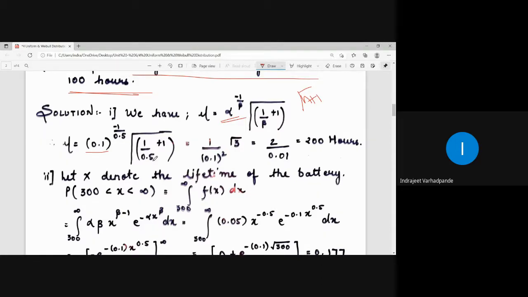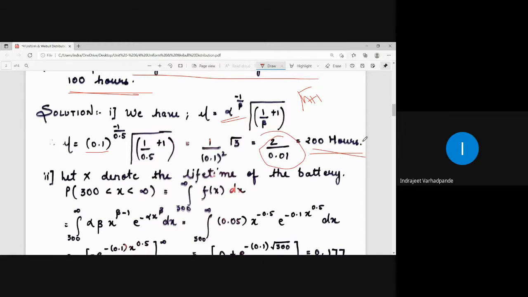1 upon 0.5, यानी क्या होता है, डेसिमल हटाने के लिए multiply by 10, ठीक है, 10 upon 5, right, 10 upon 5 is 2, 2 plus 1 is 3, तो gamma 3 is 2 factorial, पता है ना, gamma n is (n minus 1) factorial, so gamma 3 is 2 factorial, 3 minus 1 factorial. 2 factorial is 2, 0.1 का whole square, and accordingly we can simplify and get the answer. So that is how I am getting it as 2 upon 0.01, which is 200 hours.